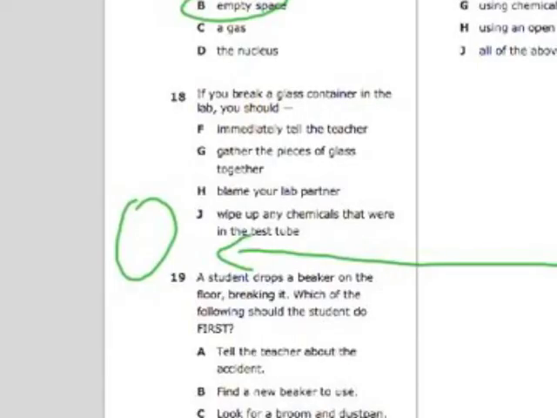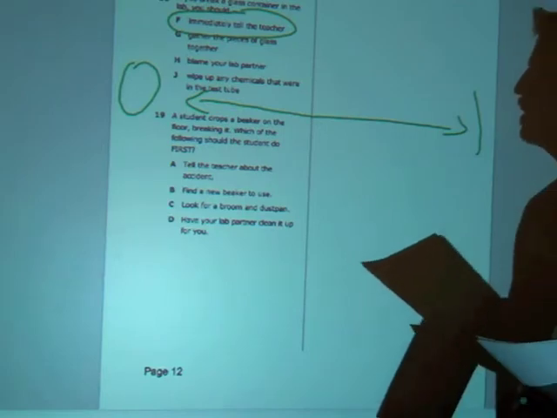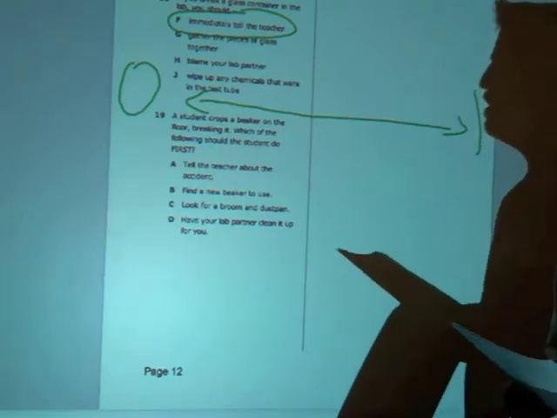Number 18. If you break a glass container in the lab, you should what? Tell the teacher. Yeah, tell the teacher. Anytime we're dealing with an accident, always tell the teacher first. Okay?